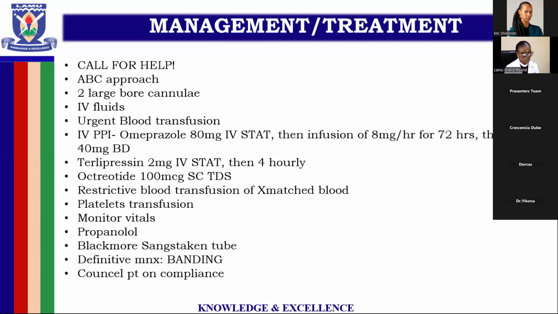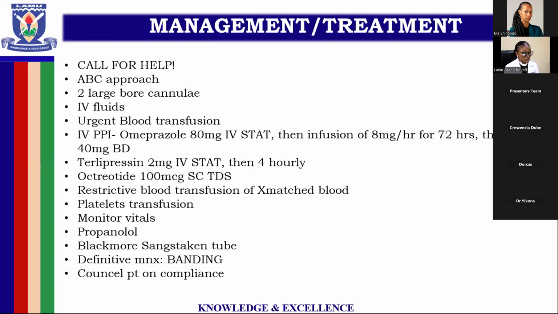So this is a patient who has got portal hypertension as evidenced on examination with the ascites and the splenomegaly. These two drugs are going to cause splanchnic vasoconstriction, which is then going to limit the amount of blood that goes to the portal vein and lower the portal hypertension.